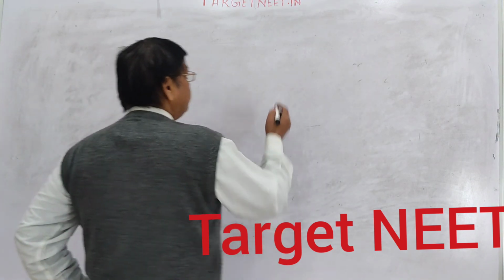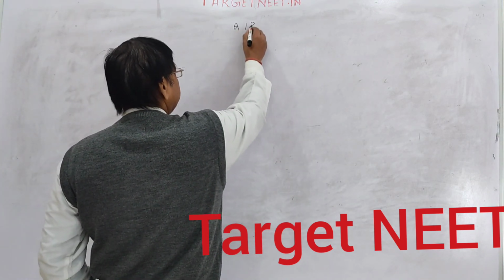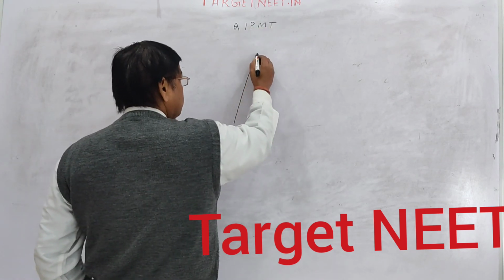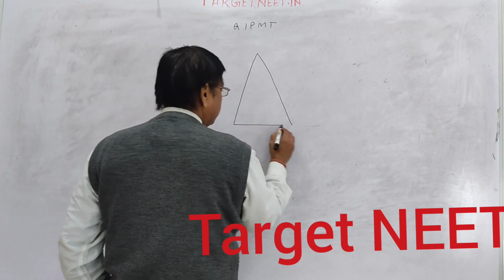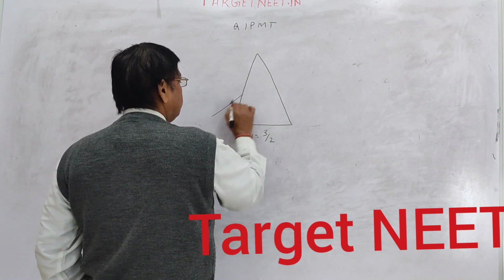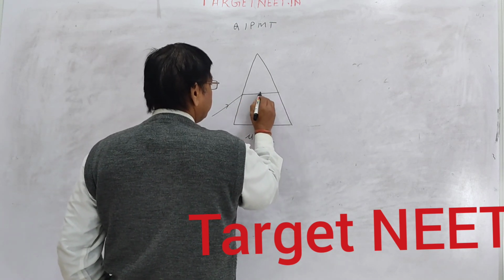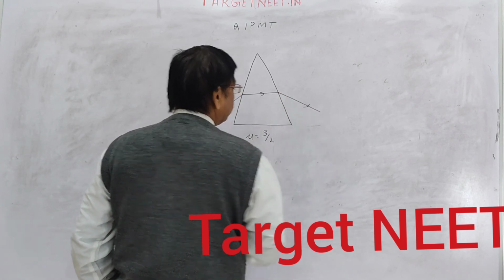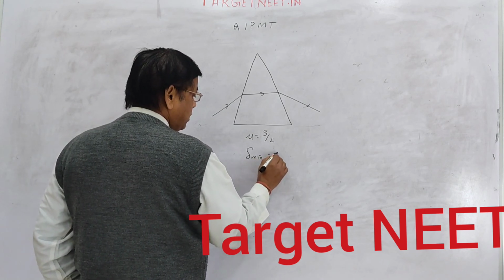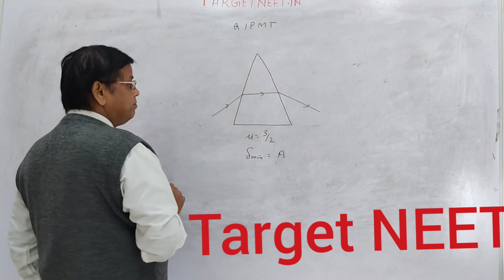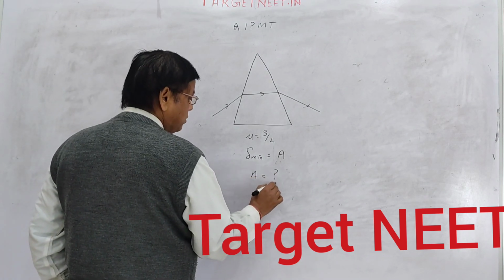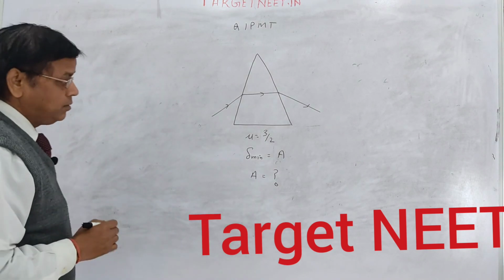Now there is another question of AIPMT. The question was, this is a prism, refractive index is 3 by 2, that is given, and it is kept in minimum deviation position such that angle of minimum deviation is equal to angle of prism, that is given. Then find value of angle of prism. Find value of angle of prism, that is asked.